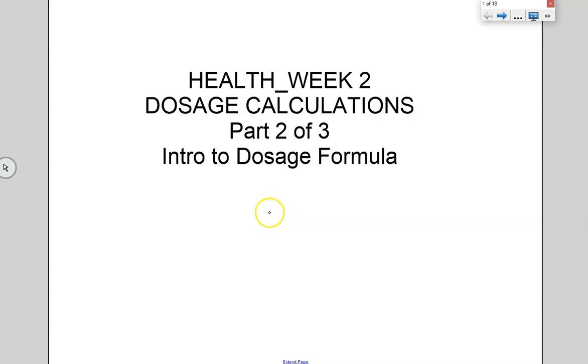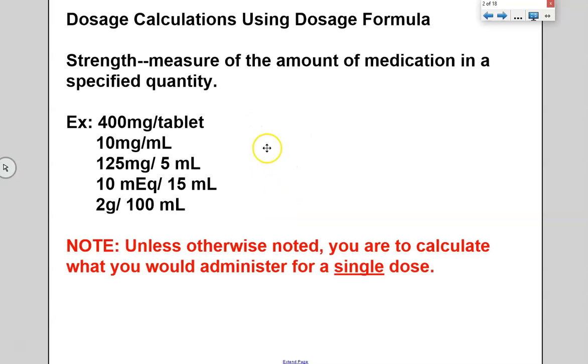This is the second video on dosage calculation. In this video, we're going to learn about the dosage formula. Now, when you talk about the strength of a drug, strengths can be written in many different kinds of units, but this will tell you how much drug is in a given quantity.